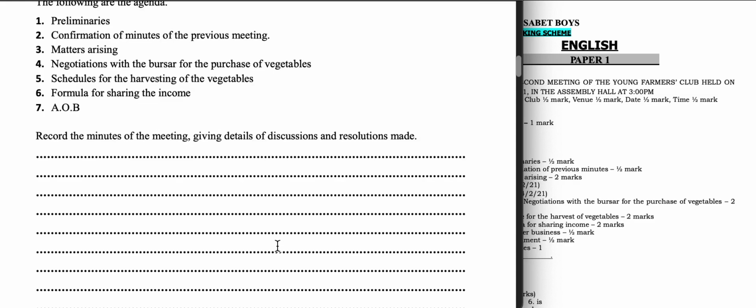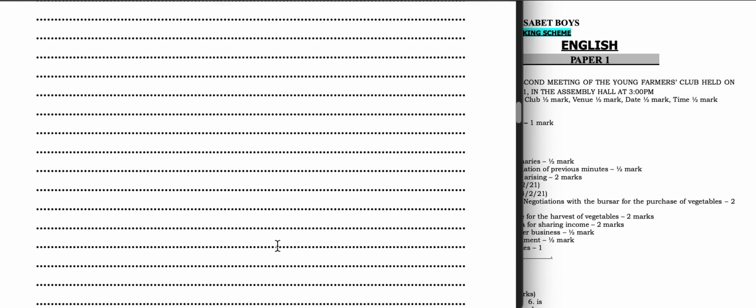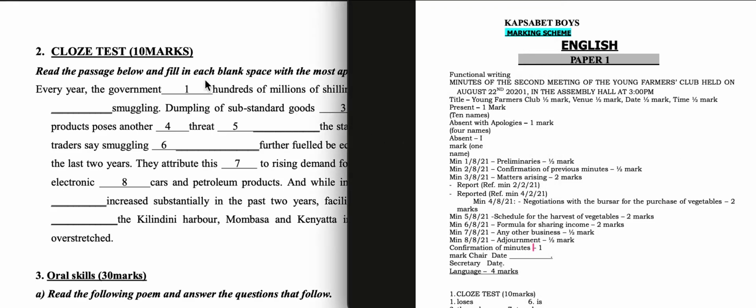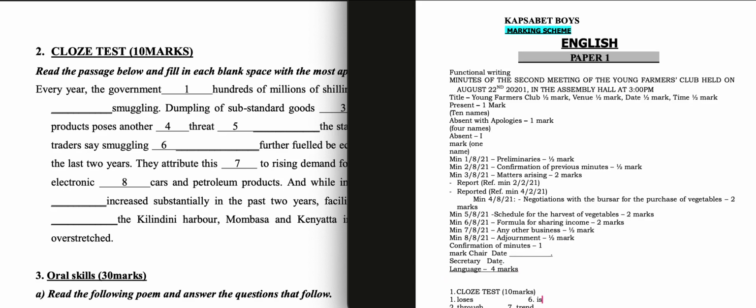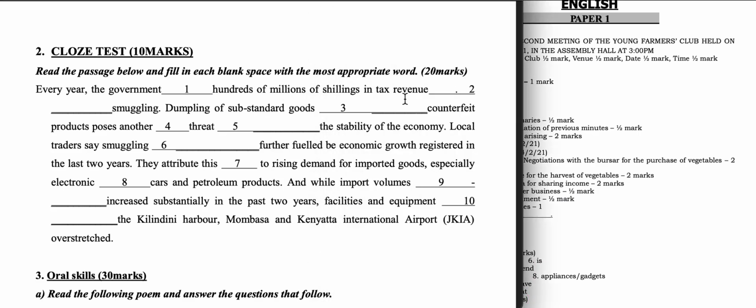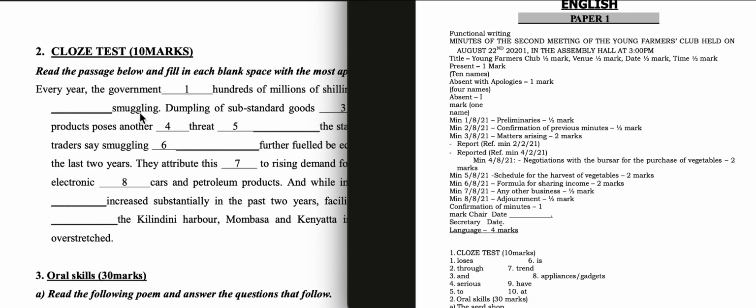Then we go to the Cloze test, which is Question 2. Read the passage below and fill in the blank space with the most appropriate word, 20 marks. Every year, the government loses hundreds of millions of shillings in tax revenue through smuggling.